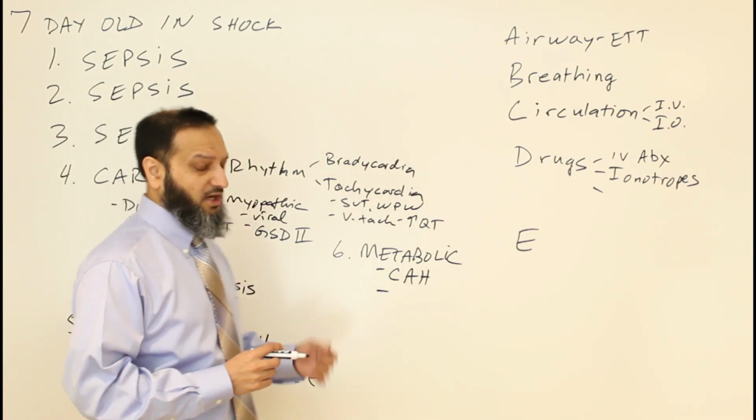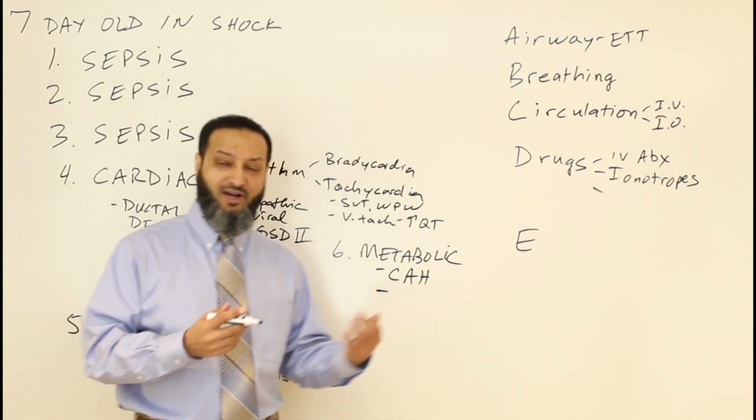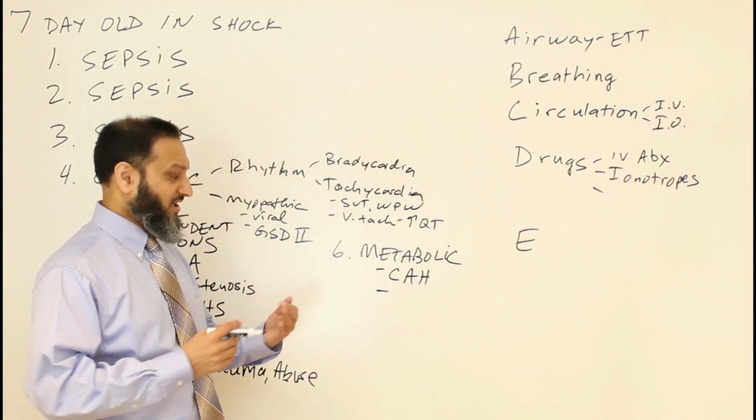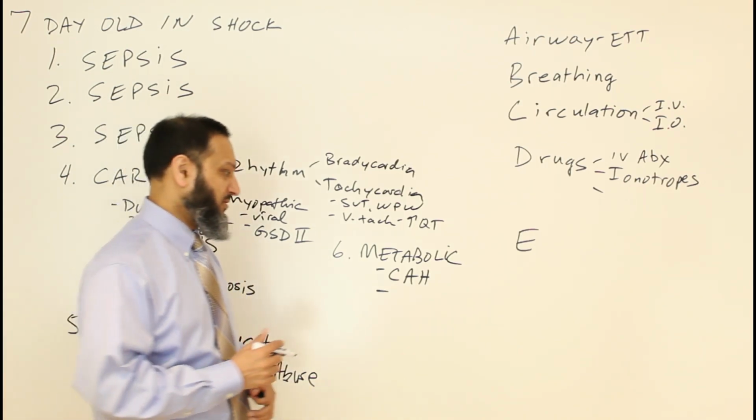And then there are other metabolic things: the different organic acidemias, the different amino acid defects, urea cycle defects, and other things that can give you other electrolyte abnormalities.